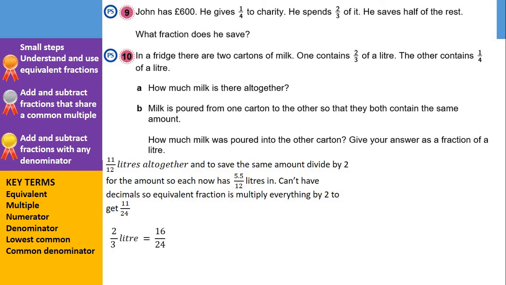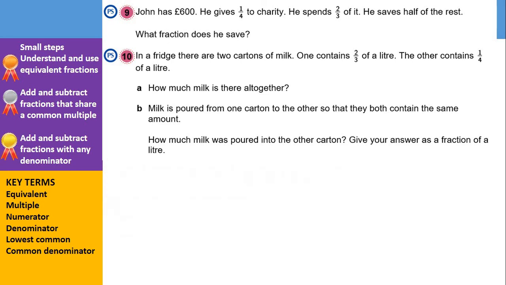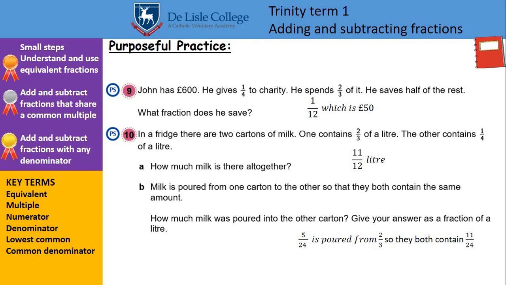Equivalent fraction time, 2/3 of a litre is equal to 16 over 24 litres. 1/4 of a litre is 6 over 24. And remember, we're trying to get to that magic figure of 11 over 24. So to do that, we're going to need to take 5/24 away from the 16 over 24 and add it to the other one, because 6 over 24 plus 5 over 24 gets us to 11 over 24. Okay, so we would need to take 5/24 away from the 2/3 of a litre, as we'd shown on this previous as the answer.